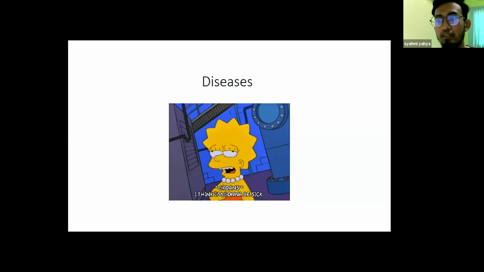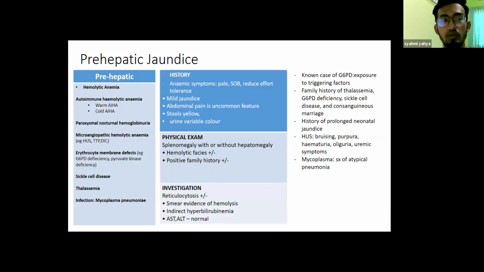So we really need to understand what disease we are trying to put as provisional and differential diagnosis. To identify this, we go with history and physical examination. This is the pre-hepatic. As I mentioned, it is hemolytic anemia, usually hemolysis.